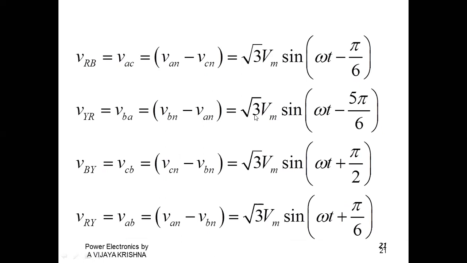The output voltage VRB is nothing but the phase-to-phase voltage. We have calculated this phase-to-phase voltage from the line-to-line voltages, VAN minus VCN. Therefore, this is root 3 VM sin(omega t minus 5 pi by 6). All these values are obtained from the general expressions only.